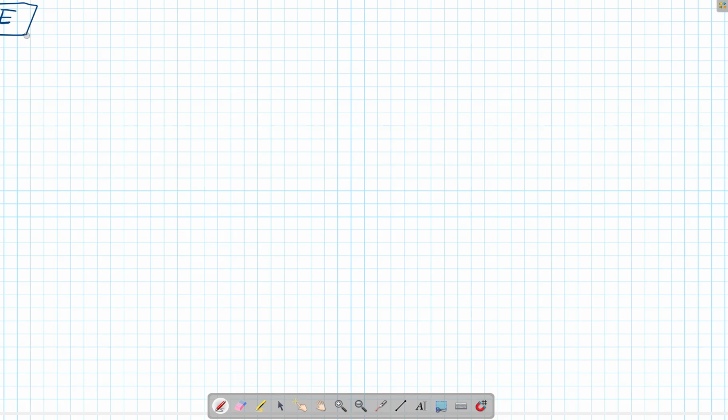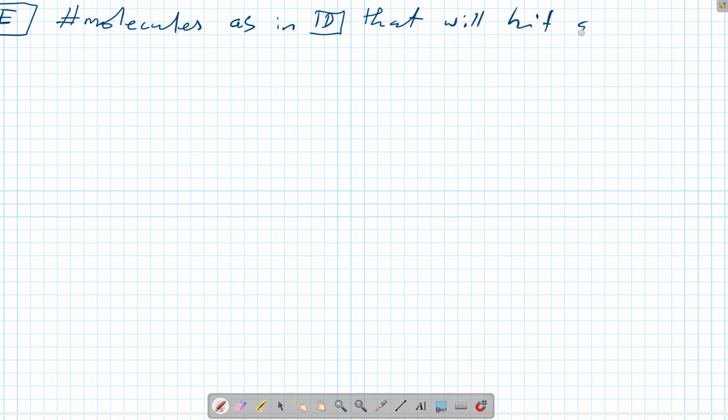For point E, actually we want the number of molecules, as in point D, that will hit a wall of area big A within a time interval dt, right?